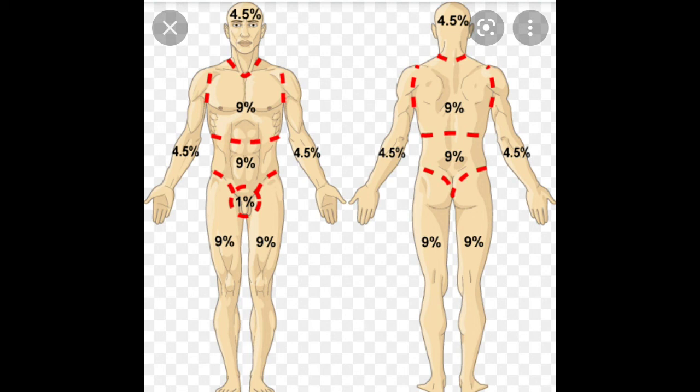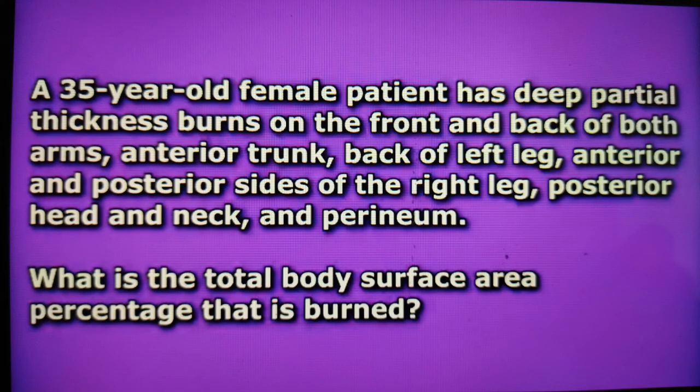Then the perineum area is 1%. One leg is 18% in total; when we divide anterior and posterior, it is 9 plus 9, 18%. This is the surface area. We have to calculate the percentage of burn according to this rule of 9. Let's go through one example and calculate the percentage of burn.